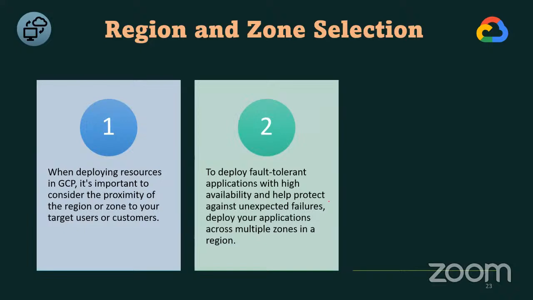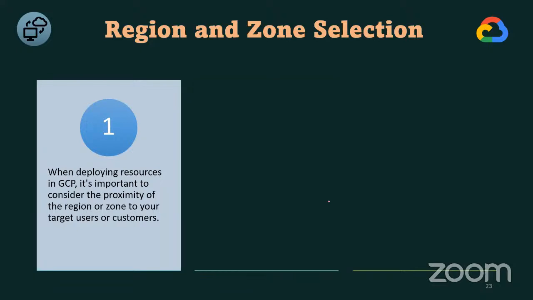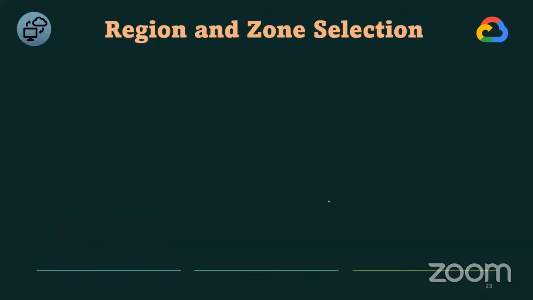Deploy fault tolerant applications with high availability to help protect against unexpected failures. To do that, deploy your applications across multiple zones in a region. What does this second point say, sir? Let me take a simple scenario.